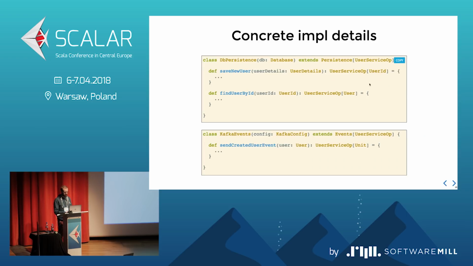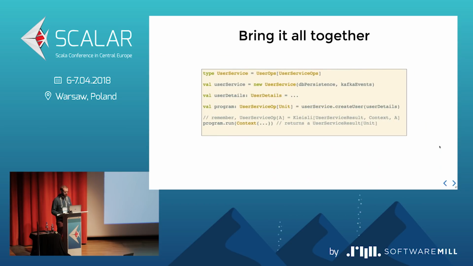So we've got one class for DB persistence, one for sending Kafka events. And then finally, just wiring it all together. So I've got just a type alias for convenience, saying my user service is a UserOps, and its F has been made concrete, so it's now a UserServiceOp. Sorry, UserServiceOp, that's a typo.